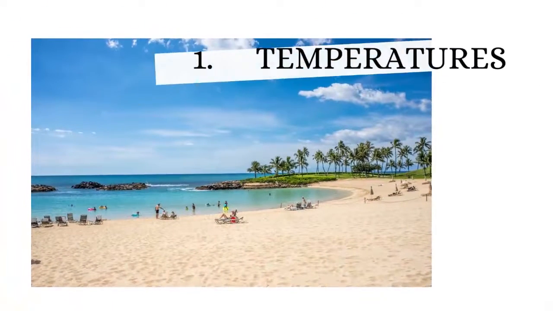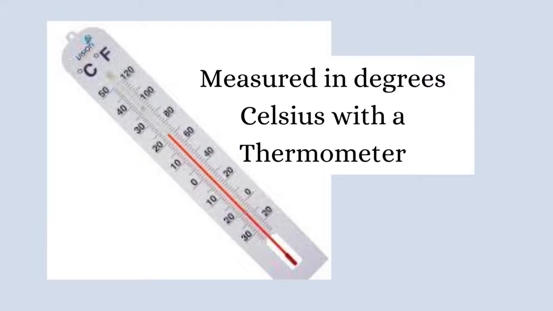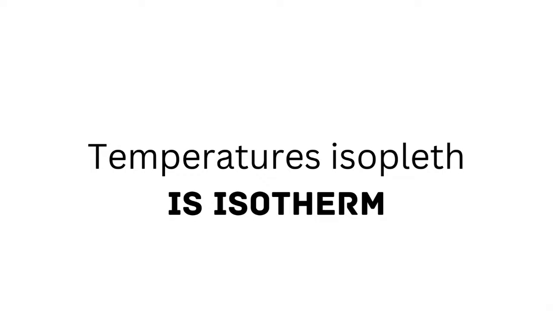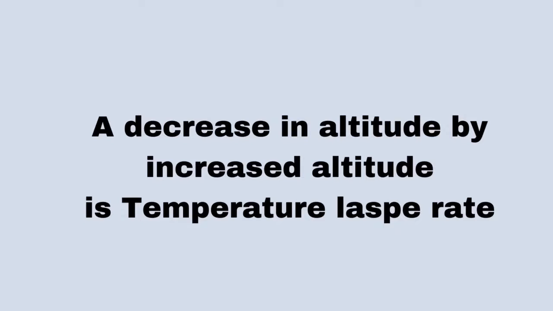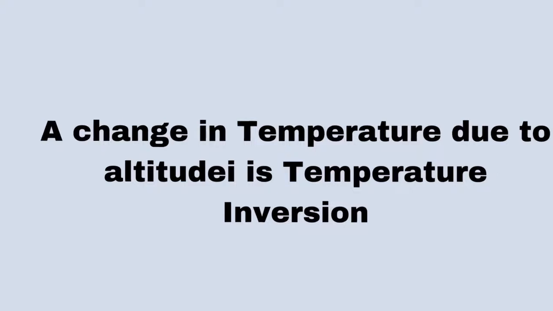The first variable that constitutes weather is temperature, which is referred to as the heat content of the atmosphere, usually the troposphere. This amount of hotness or coldness of the atmospheric condition can be measured with a thermometer. While lines joining places of equal temperature are referred to as isotherms. Temperatures can be affected by altitude. As altitude increases and temperature reduces, we refer to this as temperature lapse. While an increase in temperature with altitude is referred to as temperature inversion.